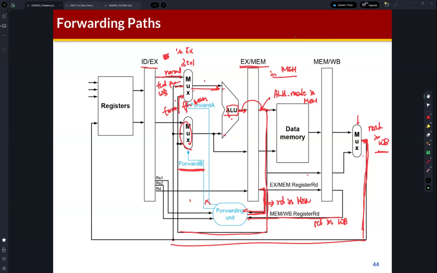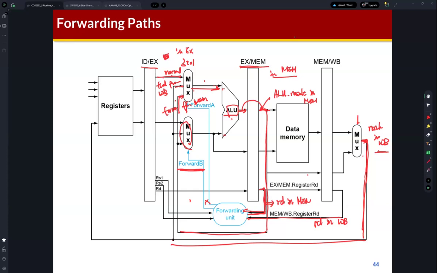But I mentioned we also need to consider the performance issues in the pipeline architecture because of hazards, right? I explained that clock cycles can be wasted because of hazards. There are three types of hazard: the structure hazard, data hazard, and control hazard. And then we need to handle this performance issue caused by hazards.